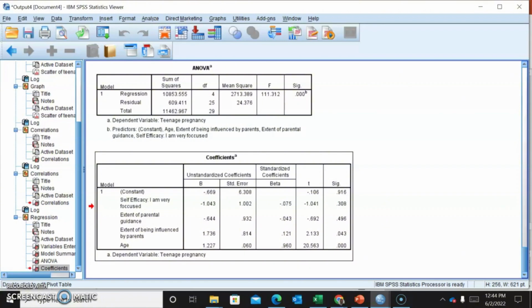But now look at age. Age has a beta coefficient of 0.960. When you convert to percentage, we get 96%. This means that age is the best contributor to teenage pregnancy, with a higher association with teenage pregnancy.